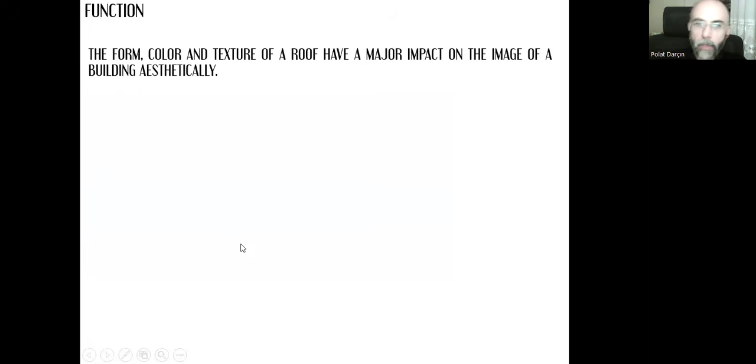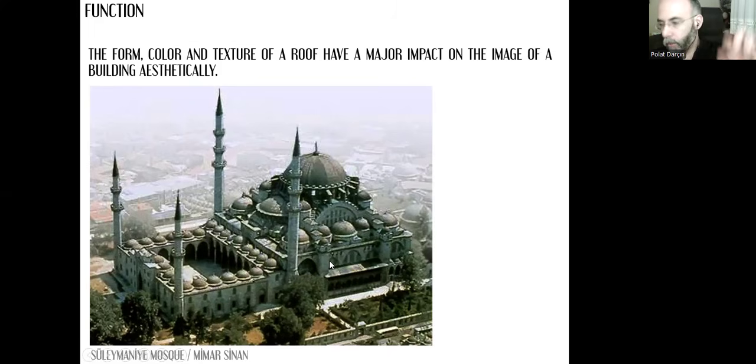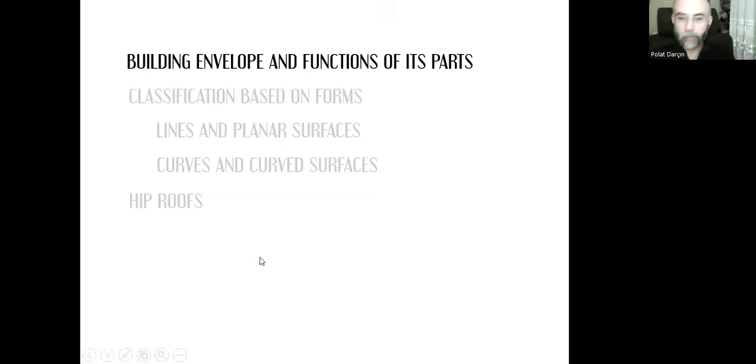The other function, the form, color, and texture of the roof, may have a major impact on the image of the building aesthetically. Here we have this example of Süleymaniye Mosque, the design of Mimar Sinan the architect. As you can see, this upper part of the building envelope, these domes, have a very nice aesthetic completion, let's say, with the proportions of the building mass and the whole building envelope. So we covered the main definition of the building envelope, its parts and its functions.